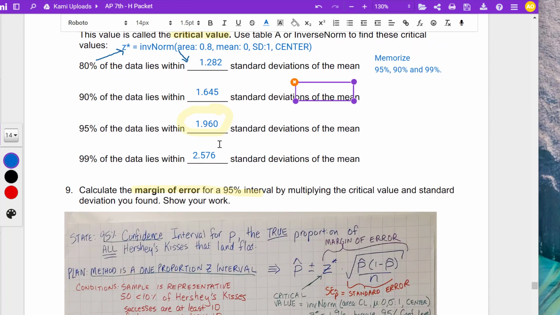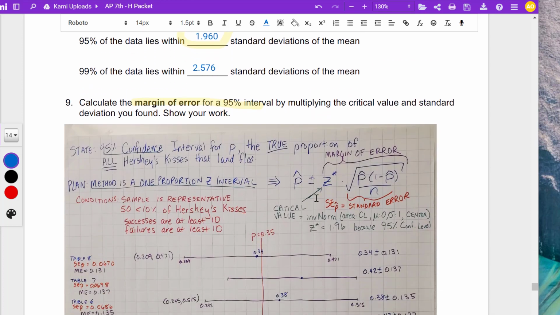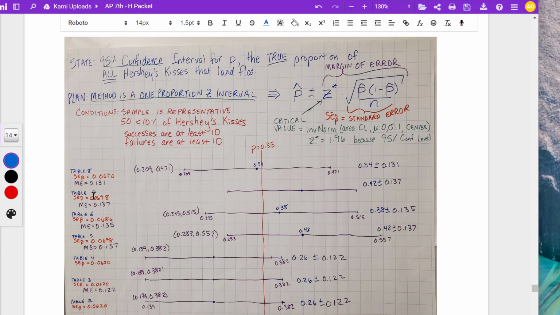Then we calculate the margin of error. We take the critical value and multiply it by the standard error. If you look at my little image here, margin of error is your critical value times the standard error. These are the things that say ME here. These are the different standard errors. Some of these match, so I didn't bother rewriting them. These were all 0.122.